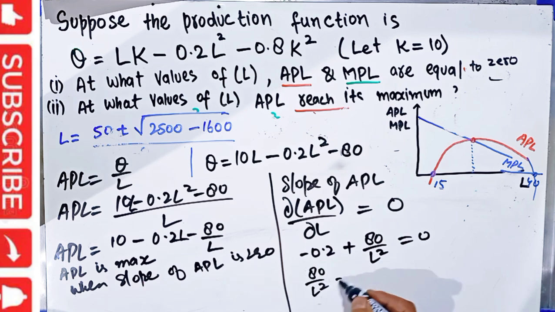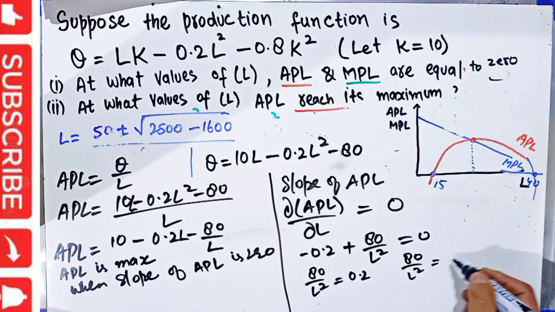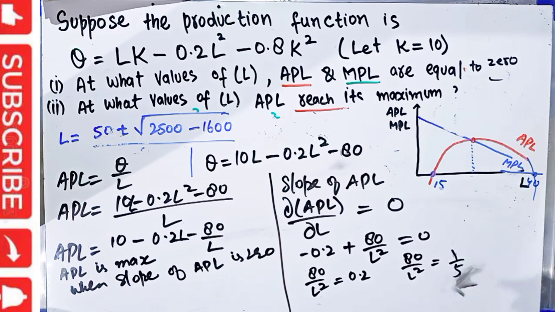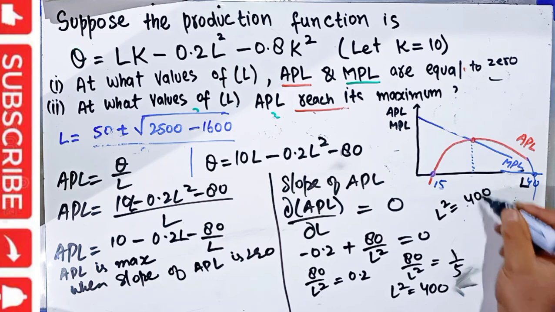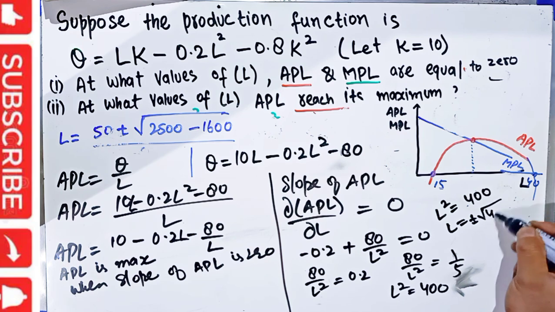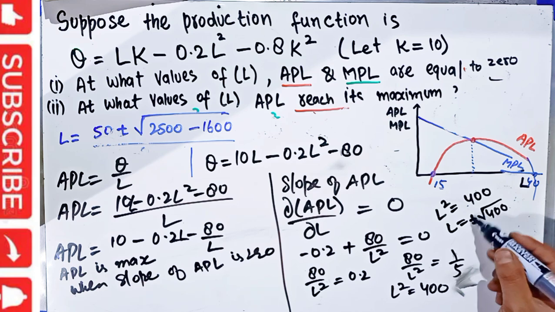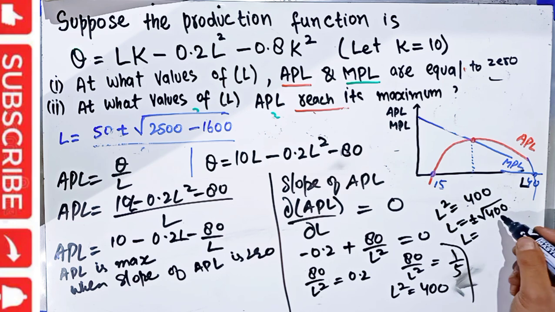We set it equal to 0, which implies 80 upon L square is equal to 0.2, or 80 upon L square is equal to 2 upon 10. We can write 2 upon 10 as 1 upon 5, which implies L square is equal to 5 eights are 40, so 400. L square is equal to 400, so L is equal to plus or minus the square root of 400. When we transpose the square it becomes a root, and we get two values. L will be equal to 20.